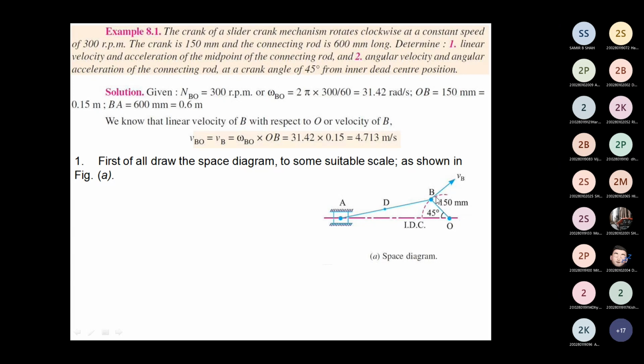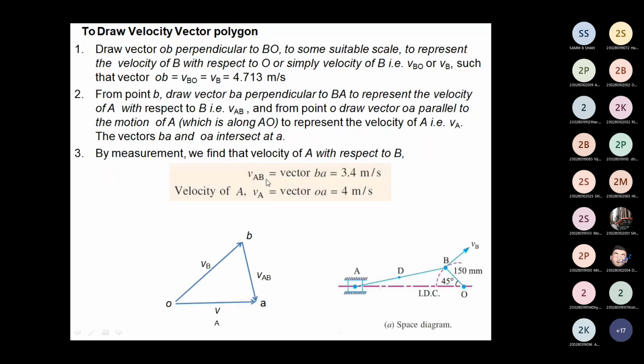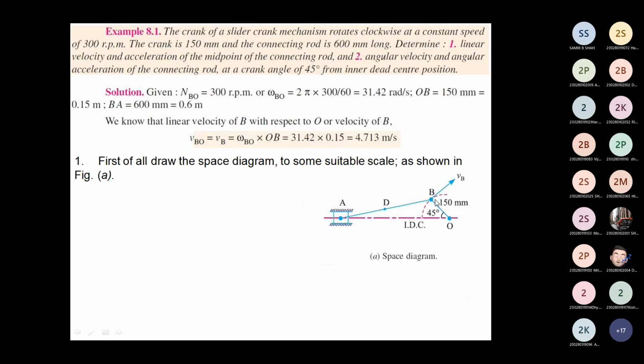Now, we first find the omega given to us. Based on that we find the velocity. As per the given dimension and scale, we know that the velocity of the crank is 4.713, which is very small. Take 1 meter per second equal to 1 centimeter.